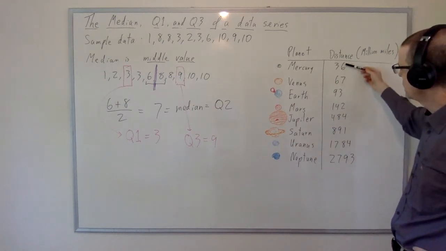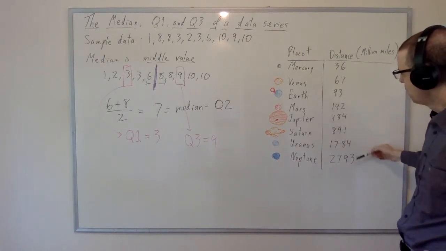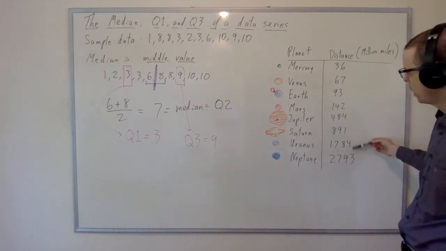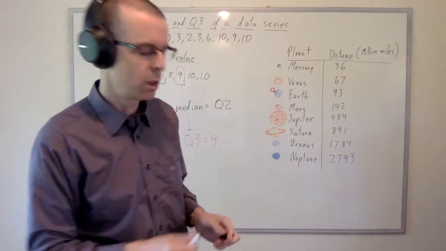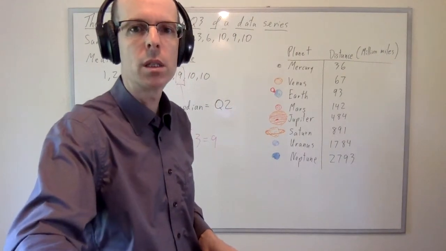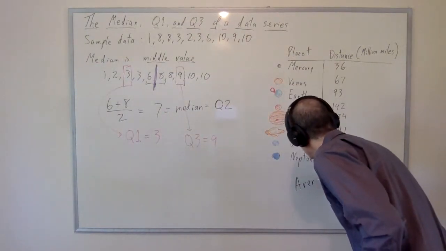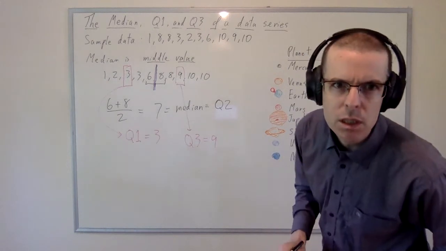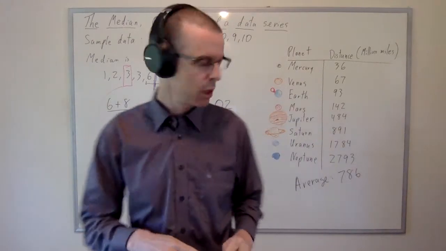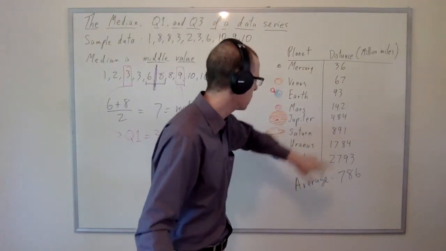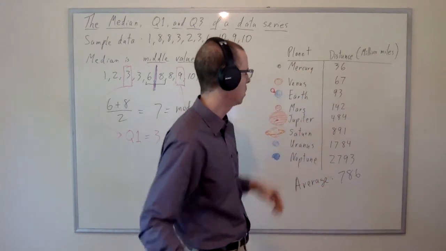What you should notice about this data is that a lot of the values are fairly comparable to each other, but we've got a couple real outliers here. We've got a couple planets that are very, very far from the sun. Now, when we calculate the average distance from the sun, we get a bit of a surprise here. When we calculate the average distance, or mean, the average is 786. And that's 786 million miles from the sun. Now, the average is a lot like Saturn's orbit here, but it seems very high, especially considering that most of the planets are closer than that.